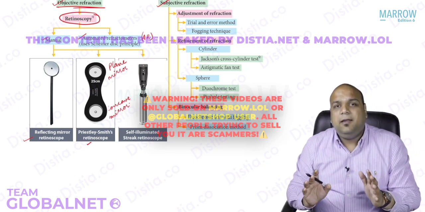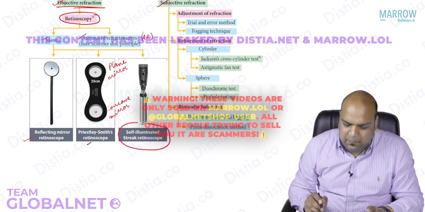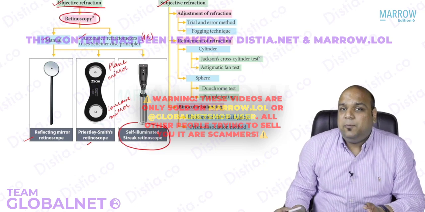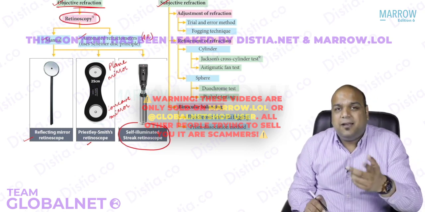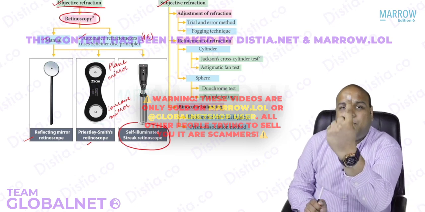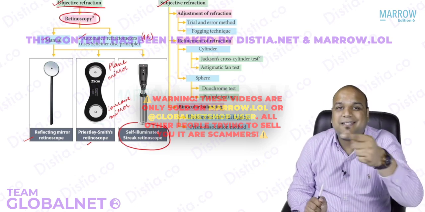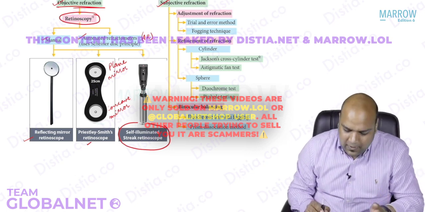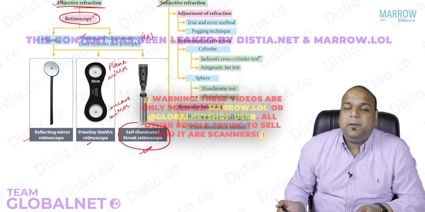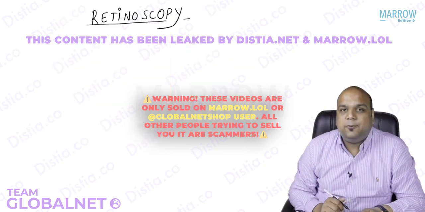Now, the third instrument which we actually use clinically is a self-illuminated streak retinoscope. Self-illuminated because it has a battery in it. Streak because the light that comes out through this instrument comes in the form of a single line or a streak, a vertical or a horizontal streak of light. That is what we are discussing: how to do self-illuminated streak retinoscopy and how to see the results of this. So let's start retinoscopy.